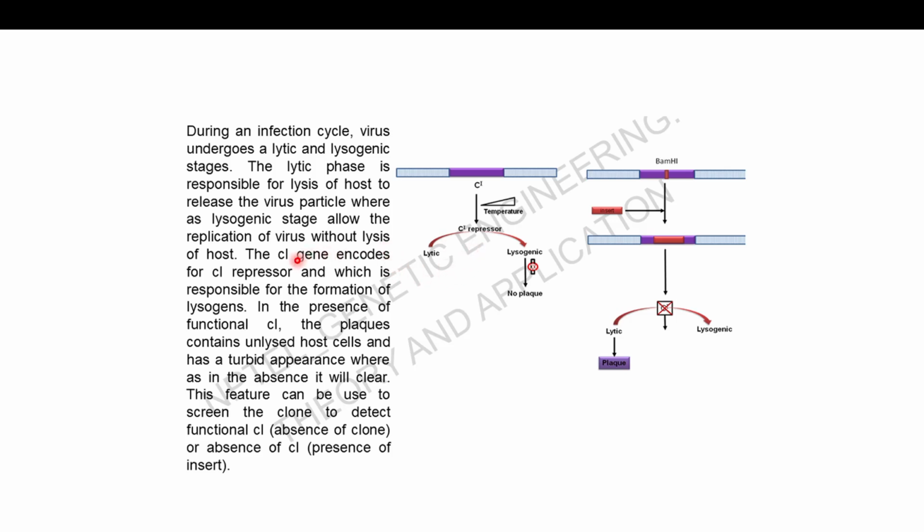Now there is the cI repressor gene, which codes for the cI repressor, and this particular repressor is responsible for forming lysogens. If this cI gene is functional, the plaques that are formed will contain unlysed host cells and will give a turbid appearance. Whereas if the cI gene is somehow inactivated due to insertion of, suppose, a foreign gene or foreign DNA of our interest, then this turbidity won't be there. So this feature can be used to screen the clones to detect a functional cI gene or absence of a functional cI repressor, which means the insert has been inserted at that cI repressor encoding gene.